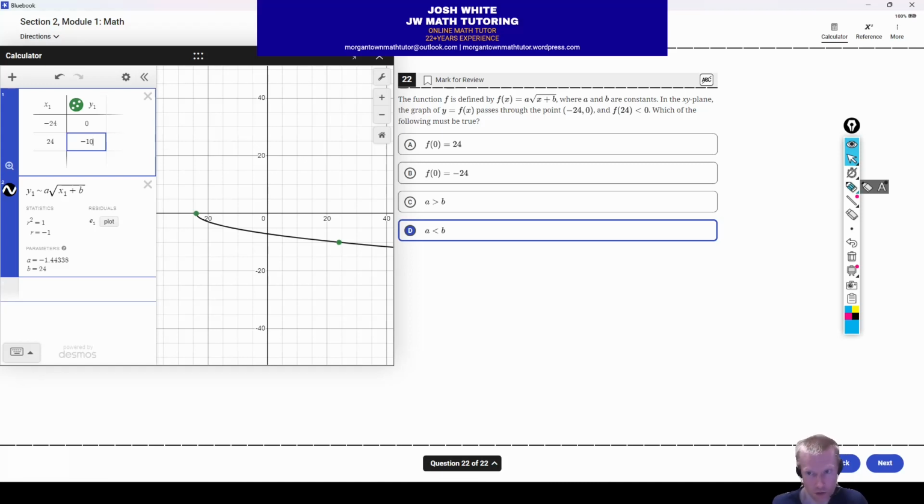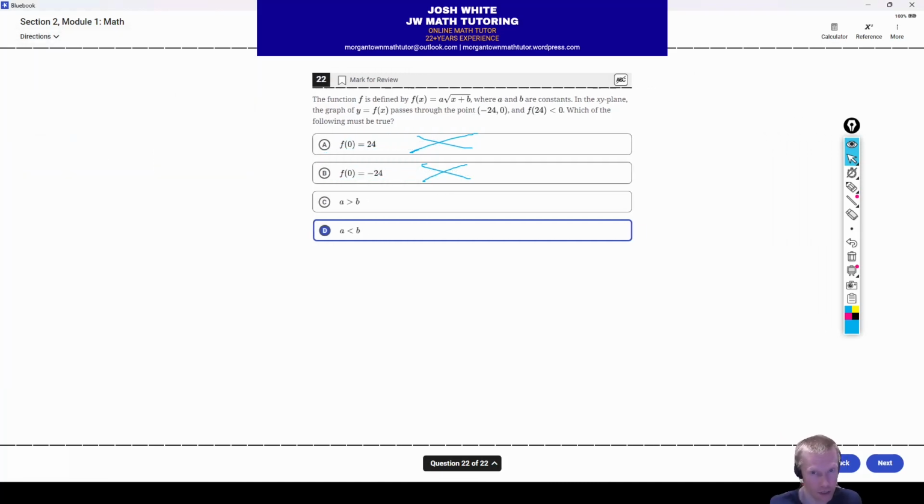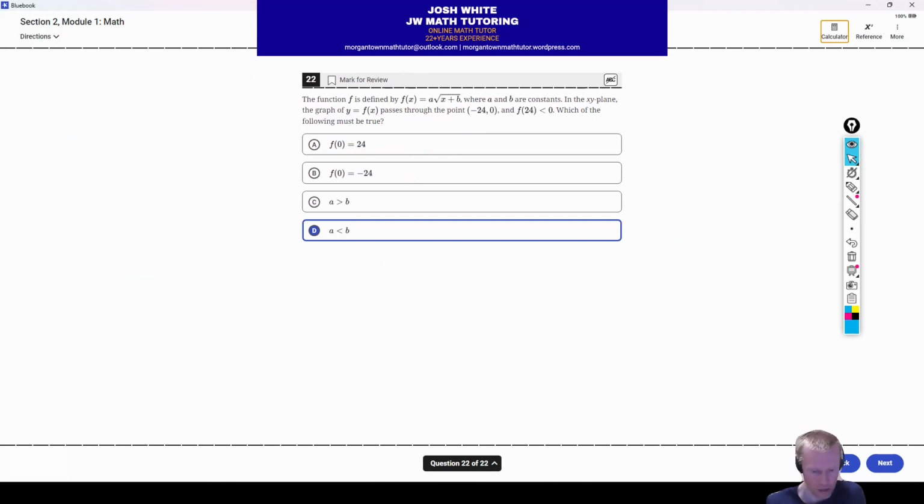And so now you could just go through all the answer choices and confirm. Is f of 0 24? No. Is f of 0 negative 24? No. It looks like for this one specific example, f of 0 is negative 7.701, so that does not have to be true. And then you can easily look at it: A is less than B. Negative 1.44 is less than 24. So the correct answer is D. And again, you could pick different numbers here. You could make this negative 20. You could make this negative 2. However it works out, you're going to get that D is the answer that is correct.